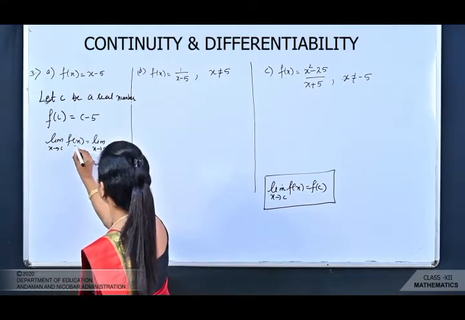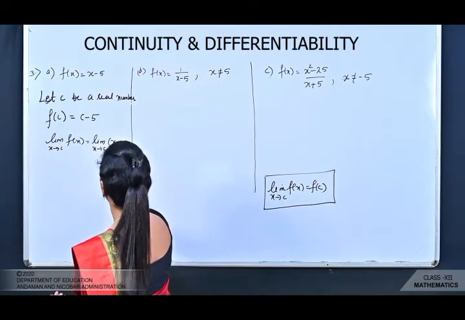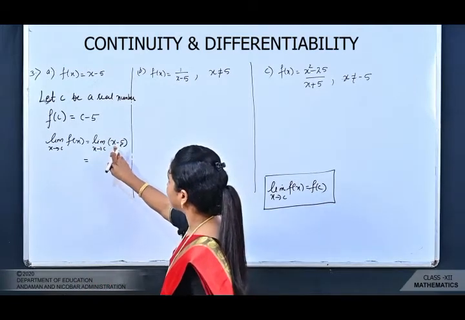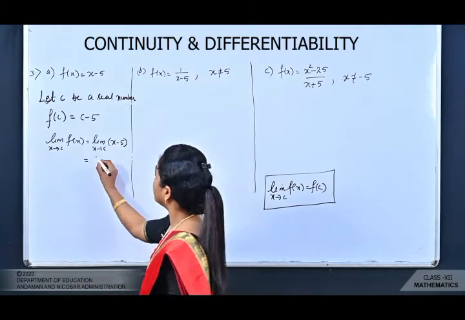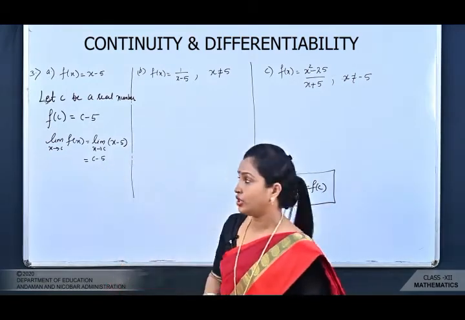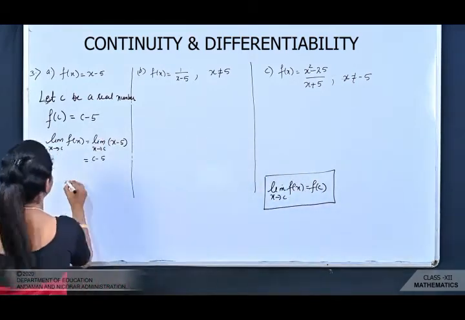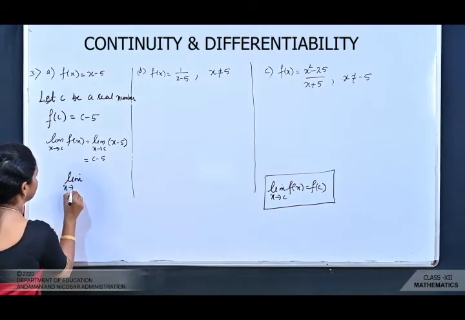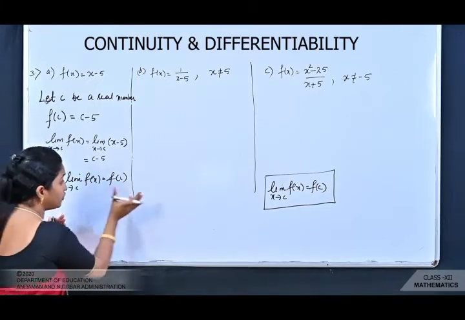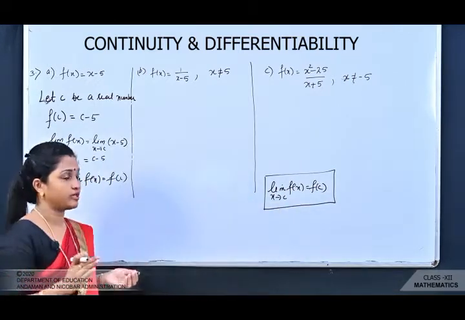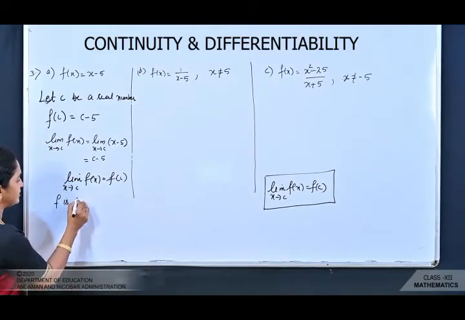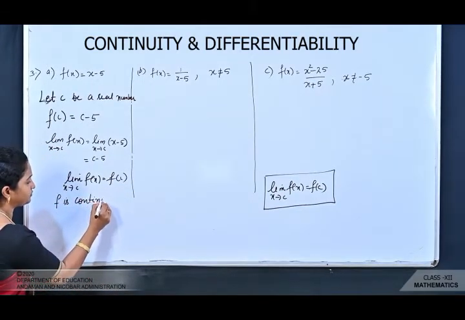Then you will find limit x tends to C, f(x), which is equal to limit x tends to C of x minus 5. What is f(x)? f(x) is x minus 5. So you have to substitute C in place of x. So you are going to get C minus 5. So from here you can observe that limit x tends to C, f(x) is equal to f(C). So you have proved the condition that limit x tends to C, f(x) is equal to f(C). Hence you can say that the function is continuous.